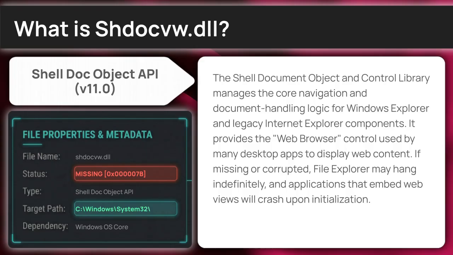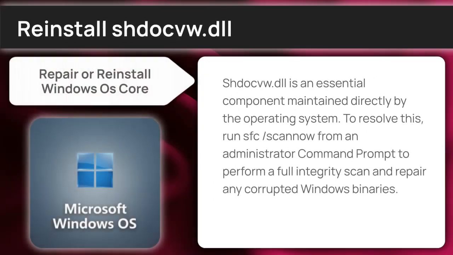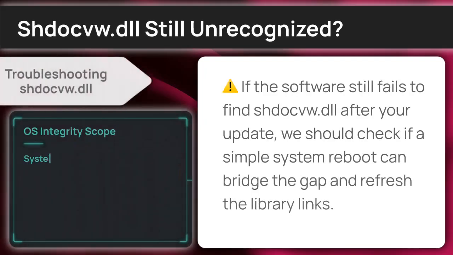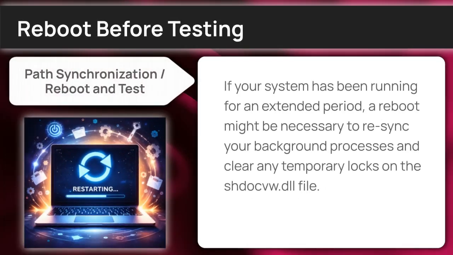Now let's dive into the solution, starting with a standard reinstallation. Shdocvw is an essential component maintained directly by the operating system. To resolve this, run sfc /scannow from an administrator command prompt to perform a full integrity scan and repair any corrupted Windows binaries. When a standard reinstall doesn't cut it, we move to advanced diagnostic steps to ensure the system is properly configured. If your system has been running for an extended period, a reboot might be necessary to resync your background processes and clear any temporary locks on the Shdocvw file.